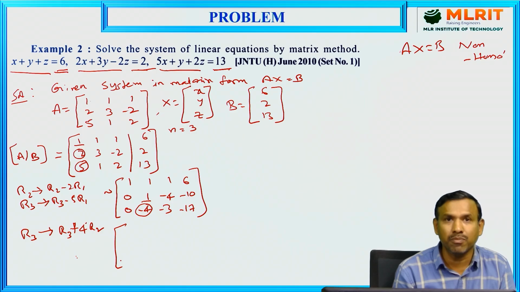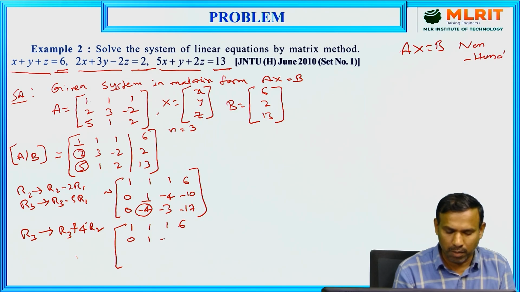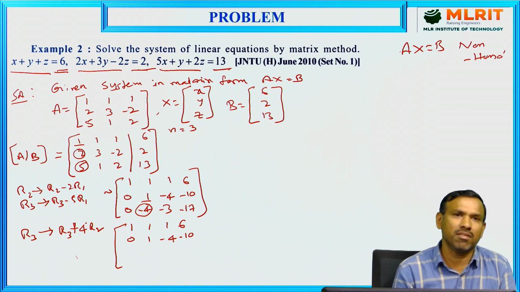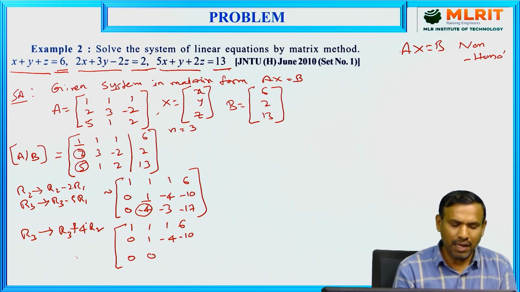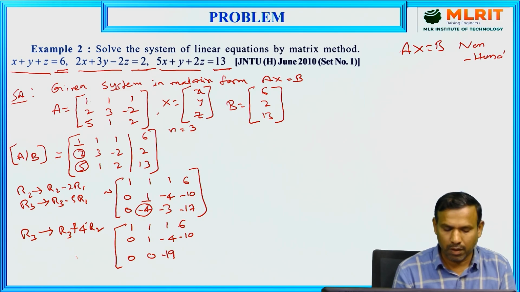So the matrix becomes, right? First row we are not doing any change, 1, 1, 1, 6. Second row we are not doing any change, 0, 1, minus 4, minus 10. And third row we are changing, R3 plus 4R2. 0 plus 0, 0, minus 4 plus 4, 0. And minus 3, minus 16, minus 19. Next, R3 plus 4R2: minus 17, minus 40, minus 57.